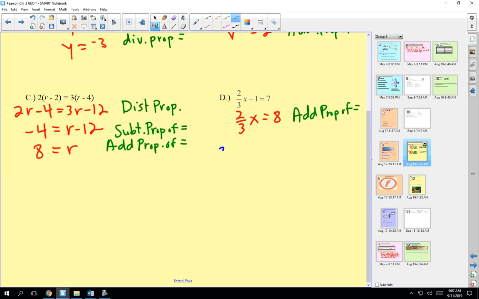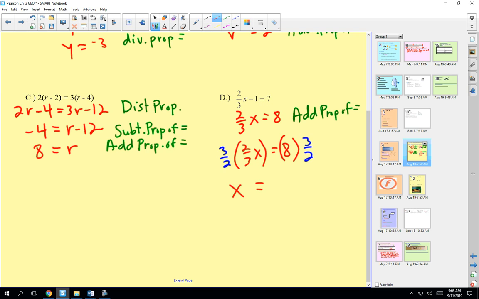So it would look like this. We have 3 over 2 times 2/3 x equals 8 times 3 over 2. So we're multiplying by 3 over 2. And so the purpose of that is that this equals what? X, just X. And then we've got to explain, or in Algebra 1, we usually end up explaining, well, how do you multiply a fraction times a whole number?